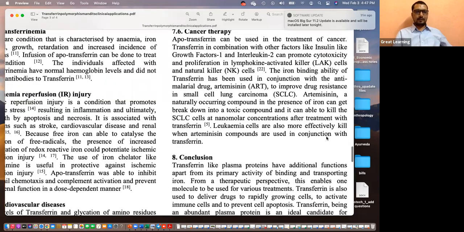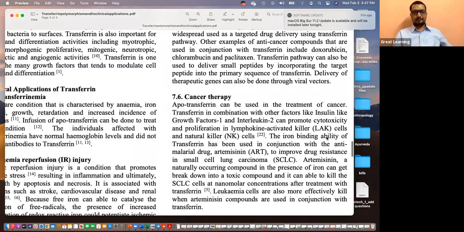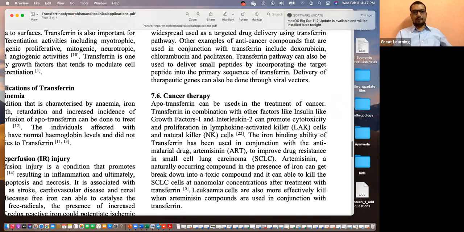Okay, and the last point I would like to tell you is cancer therapy. So apotransferrin, or the free form of the transferrin, seems to also have a role in cancer treatments.